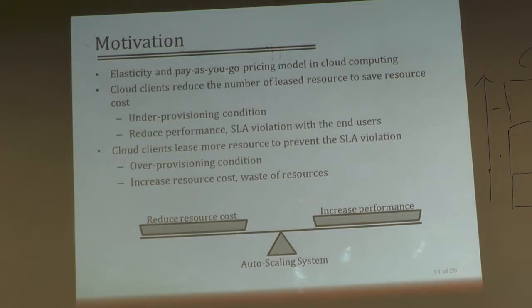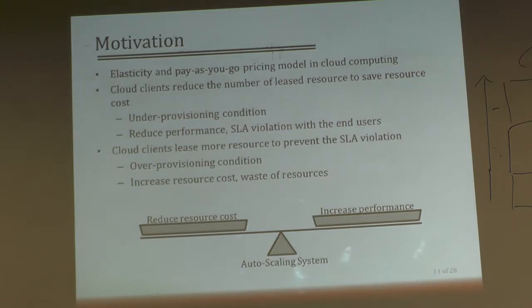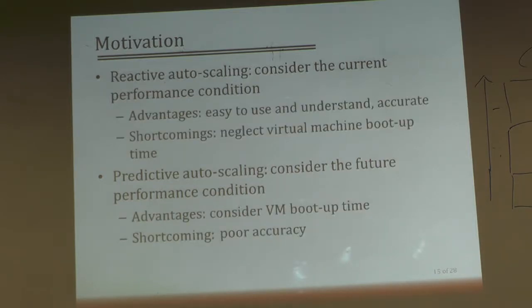Balancing between the two, in general, cloud infrastructure providers use what we call an auto-scaling system. That's what they use to try to do that. Now, you have two types of auto-scaling system. You have reactive auto-scaling system and you have predictive auto-scaling system. Okay? Reactive auto-scaling considers the current performance. And then the predictive one considers the future performance. Okay? So what are the advantages and shortcomings?